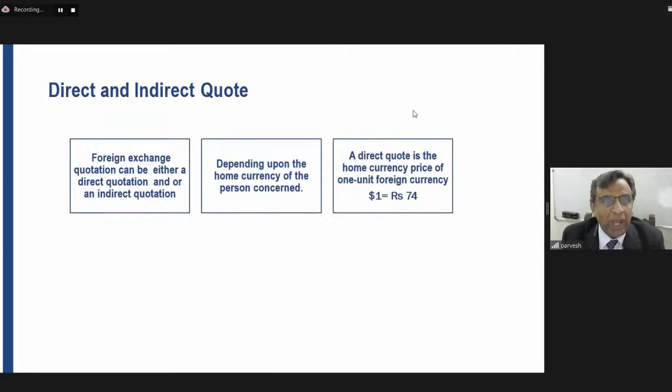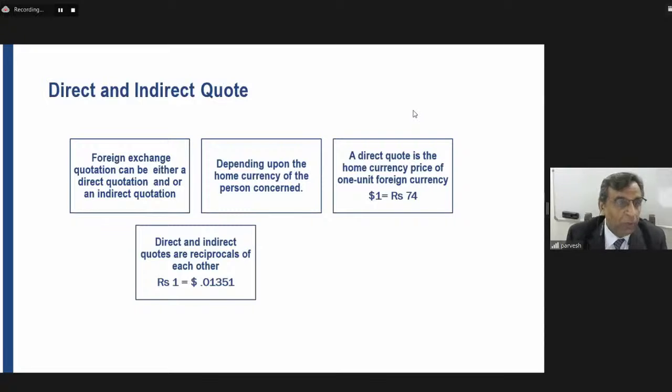So we must look at the right hand side of the quote, which carries the home currency. Rupees 74 means it's a direct quote for India. So always identify whether it is a direct quote or an indirect quote by looking at the right side of the equation, which says rupees 74. If it is pounds, it's a direct quote for England, or if it's dollars, it's a direct quote for America.